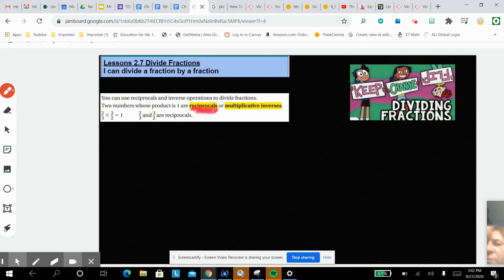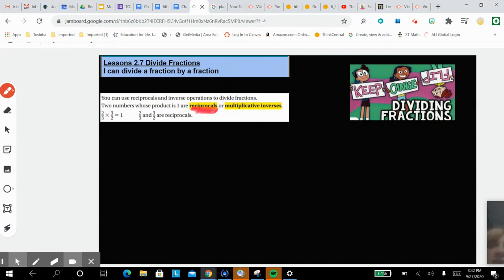Also, I want to point out this little poster up here: keep, change, flip. That's the action everybody's doing when we're dividing fractions. I want to draw your attention to that because it's going to help you remember how the steps go when we are dividing fractions. It's as easy as keep, change, flip. Okay? Keep, change, flip.